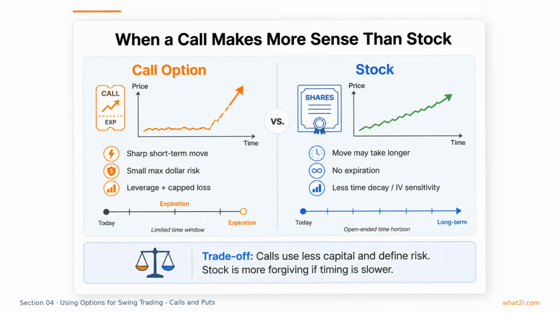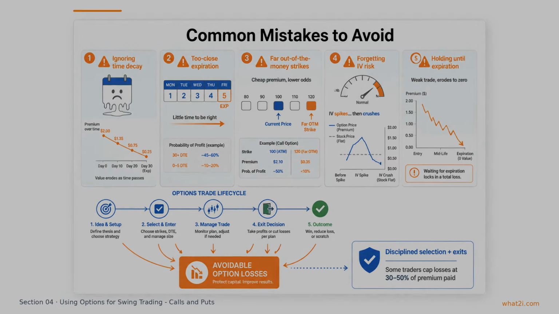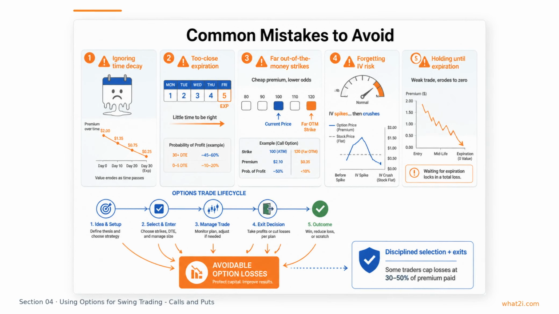So the choice comes down to the kind of move you expect and the type of risk you are willing to carry. Options are not automatically better. They are simply a different tool. Many option losses come from contract selection mistakes rather than from a completely wrong market view.